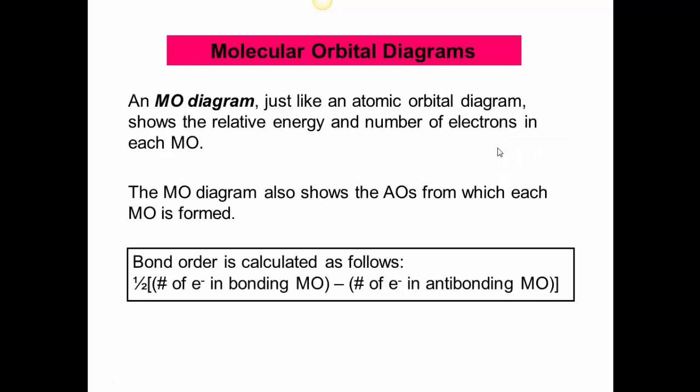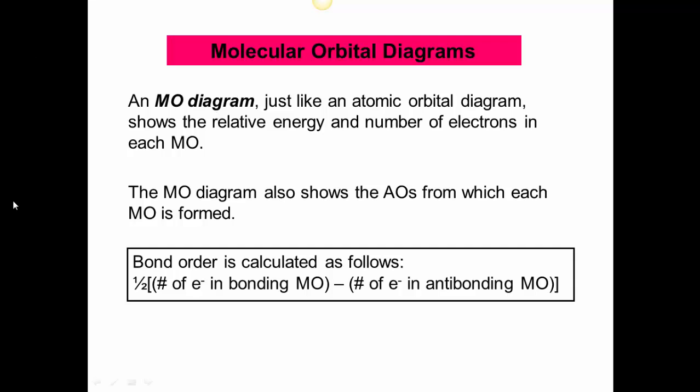Okay, so a molecular orbital diagram is just like an atomic orbital diagram. Remember we drew vertical atomic orbital diagrams. So molecular orbital diagrams are very similar, and I'll show you some examples of those in a second. But they just show the relative energy and the number of electrons in each molecular orbital. And the molecular orbital diagram shows the atomic orbitals from which each molecular orbital is formed.